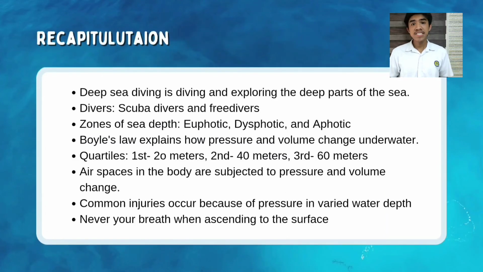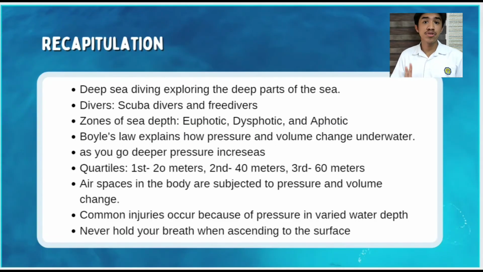To recap, deep sea diving is about exploring the deep parts of the sea. We have identified two types of divers, the scuba divers and the free divers. Scuba divers are the ones who use breathing equipment, while free divers do not use one. We have also identified the three zones of sea depth, which are the euphotic, dysphotic, and aphotic. We have also learned about Boyle's law, which explains how pressure and volume change underwater. As you go deeper, pressure increases.